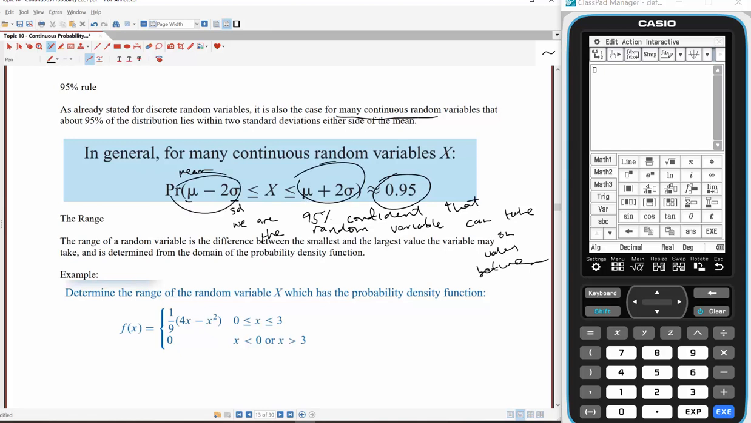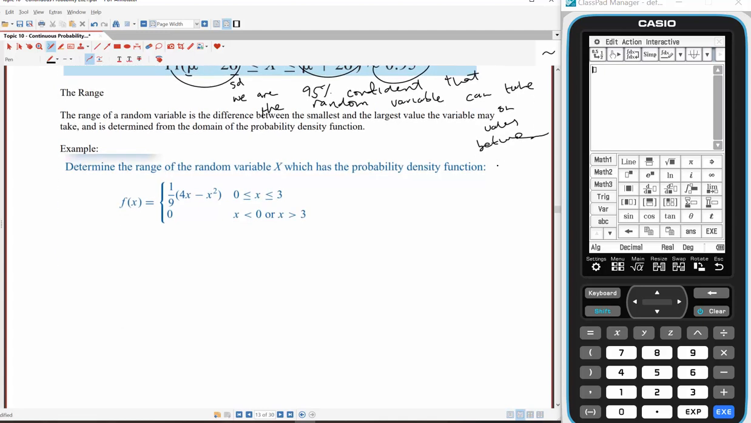That's for many continuous random variables. For some, it won't be a good way of talking about how spread out the data is, but it does work for a lot. Okay, so the range of a random variable is the difference between the smallest and the largest value the variable may take, and is determined from the domain of the PDF.